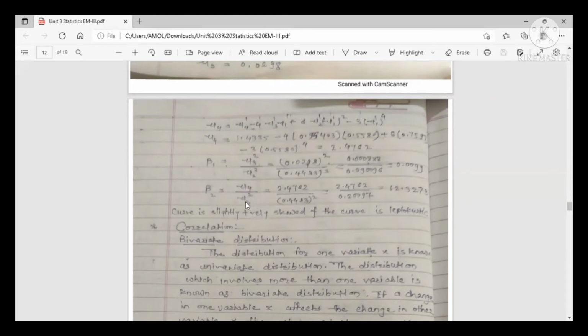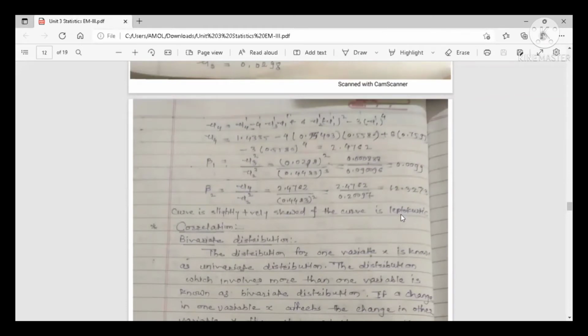Beta 2 is mu4 upon mu2 square. Put here the values of mu4 and mu2. Simplify it, and the calculated value is 12.3273. So this value is greater than 3, 12.32, and so the curve is leptokurtic. The conclusion is the curve is leptokurtic. So this is the example of moment, skewness and kurtosis.